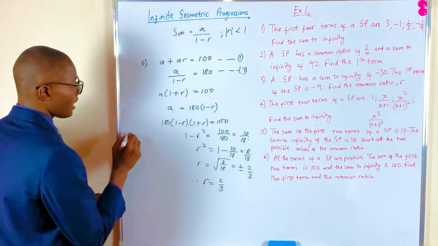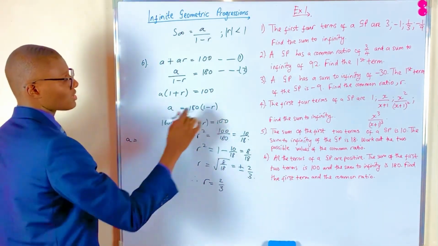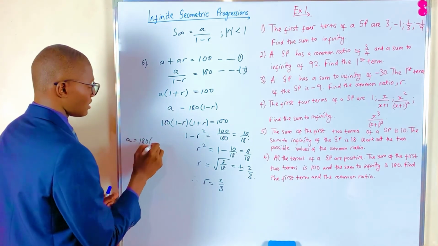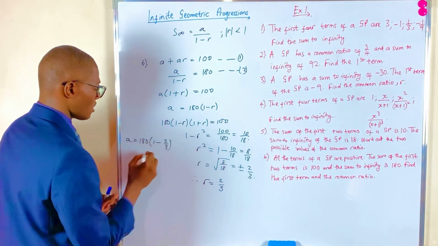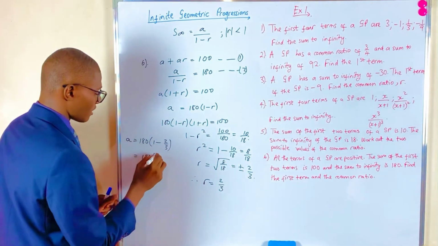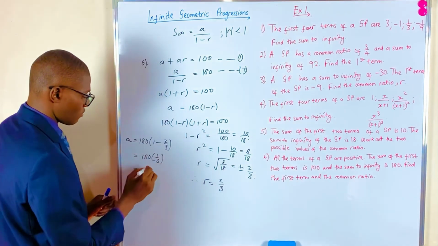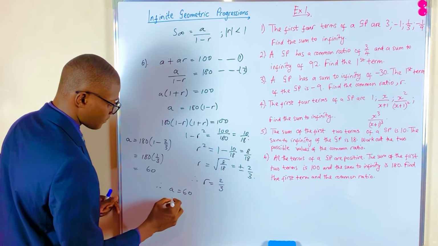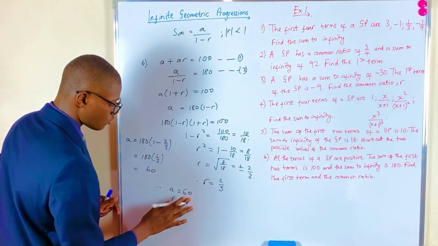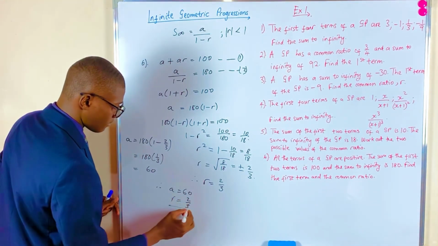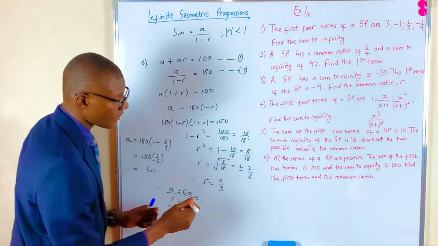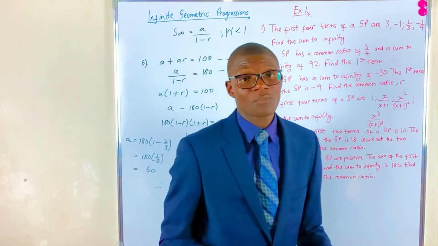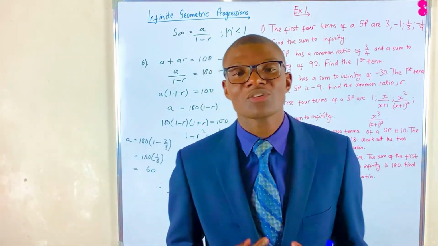So to find a, we're simply saying, using this, a is 180 times 1 minus 2 over 3, which is 180 times 1 over 3, which will give us 60. So the first term a is 60, and the common ratio r is 2 over 3. Right? These are the two solutions that we need for number 6. So this was looking at infinite geometric progressions.